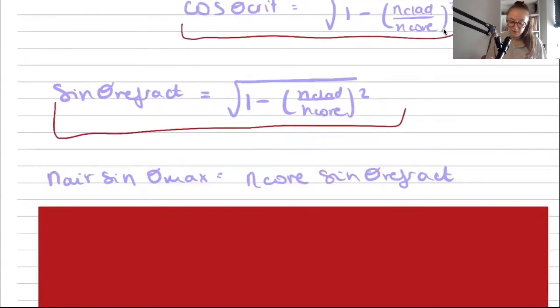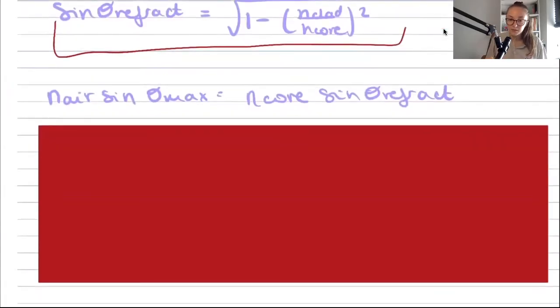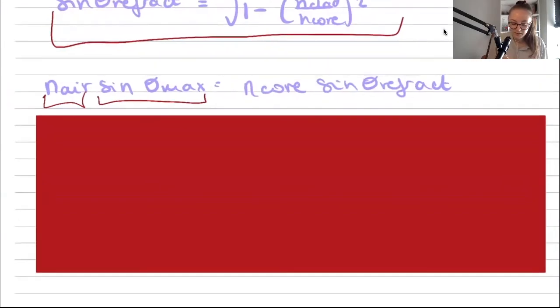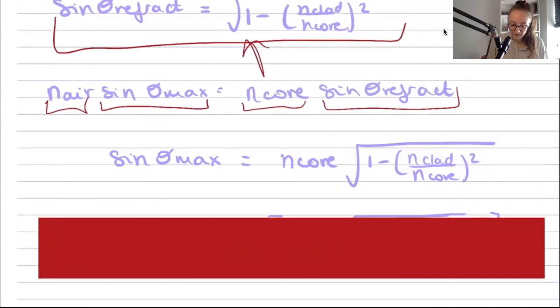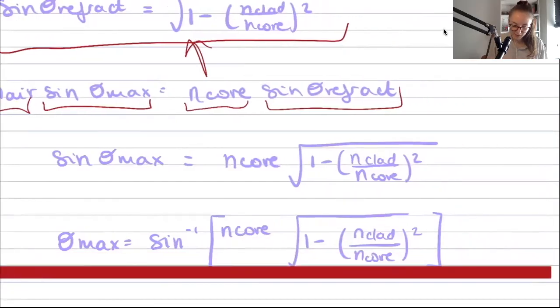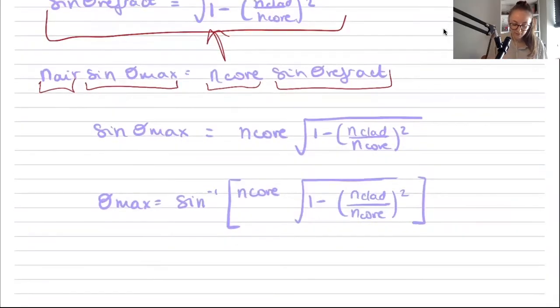And then we can use Snell's law to relate the angle of incidence onto the core, so this theta max. We know n air is just 1, we know n core, and we know sine theta refract from this expression here. So we can just plug that in to get an expression for sine theta max, and then if we take the inverse sine of both sides, we get theta max.